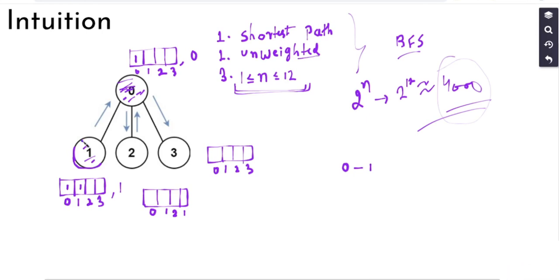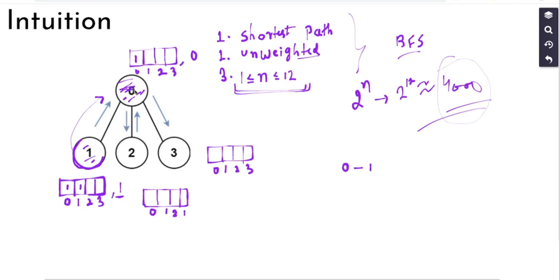Now I explore adjacent nodes of node number 1, which is 0 again. That means I pass this array. So here notice that I pass this array, the visited array, and this length to node number 0. So whenever I move from one node to another, I have to pass my visited array and my length to that node.